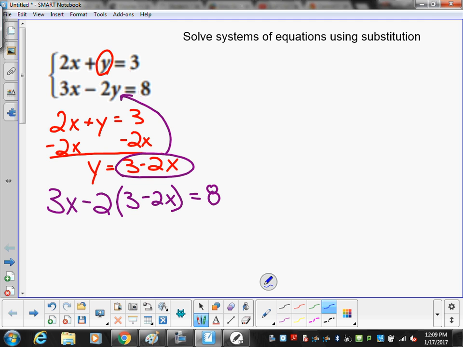I want a specific value for x. So to do that, I do need to distribute. So I'm going to bring down my 3x and then distribute. Negative 2 times 3 is a minus 6. Negative 2 times a negative 2x is a positive 4x. And then I bring down my equals 8.